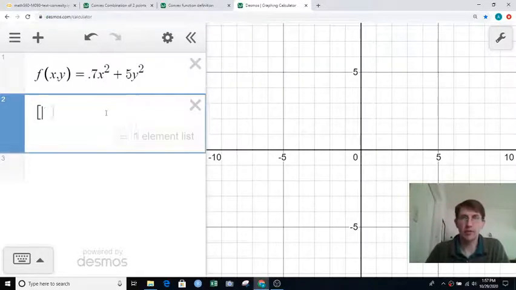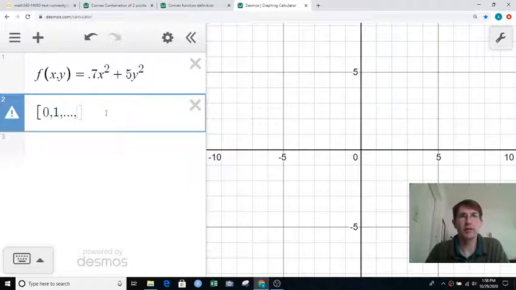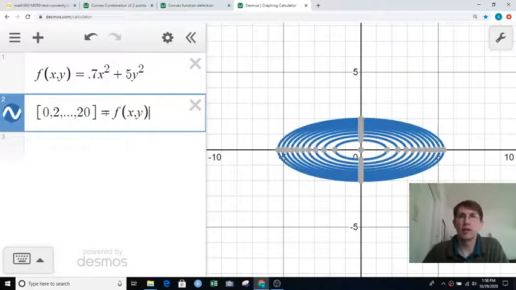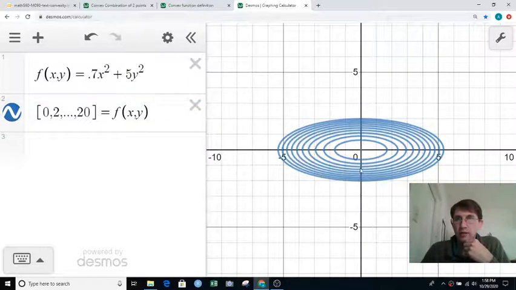Let's draw some contours. I can tell Desmos to graph, well, let's do this, just to show that we don't have to go by steps of one. So there it's drawing all points in the plane that satisfy this for this list of 10 or 11 points. So are those contours convex? Apparently so.